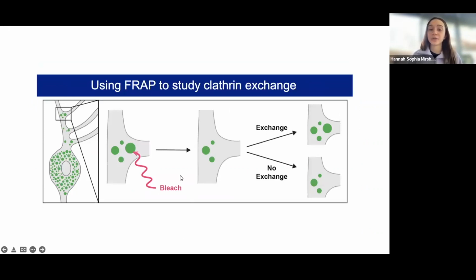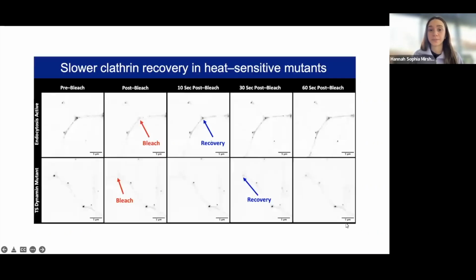We then use fluorescence recovery after photobleaching assay to study clathrin exchange, in which we would bleach a stationary clathrin puncta at branch points using a high-intensity light ray. And if clathrin exchange was occurring, we would see recovery of the clathrin's fluorescence. If no exchange was occurring, we would not see recovery.